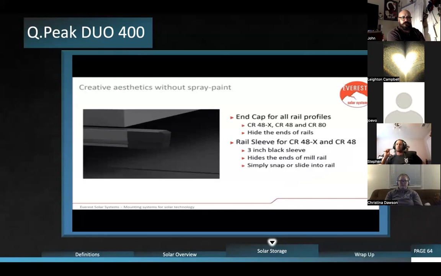We also have multiple different aesthetics to add to our arrays to make them nice, clean, and beautiful to look at. We have a rail sleeve, which you would slap onto any mill rail to make it look like it's a dark finish, which is nice and appealing to the end customer. And then we also have end caps to hide all of the wires that are inside of the rail.